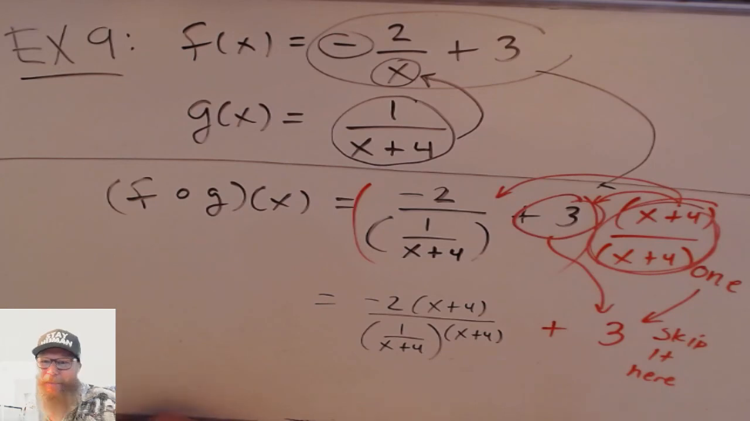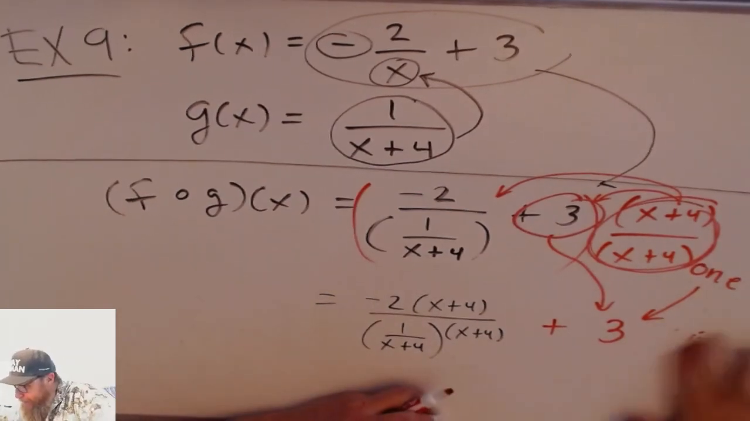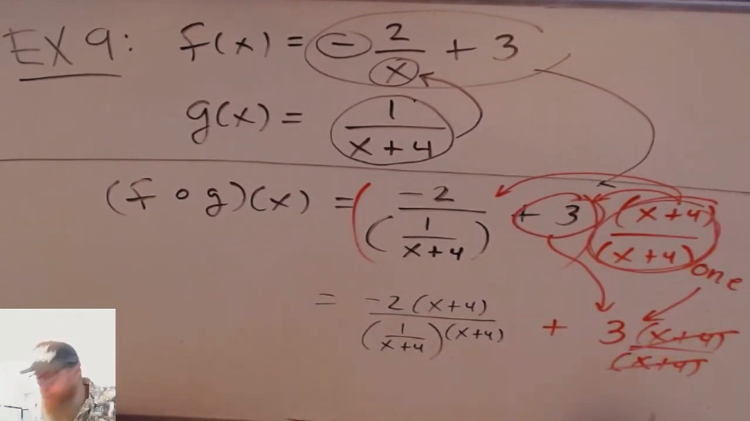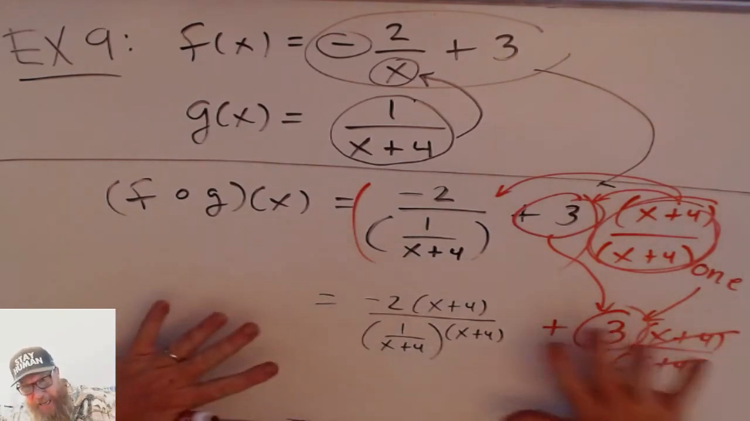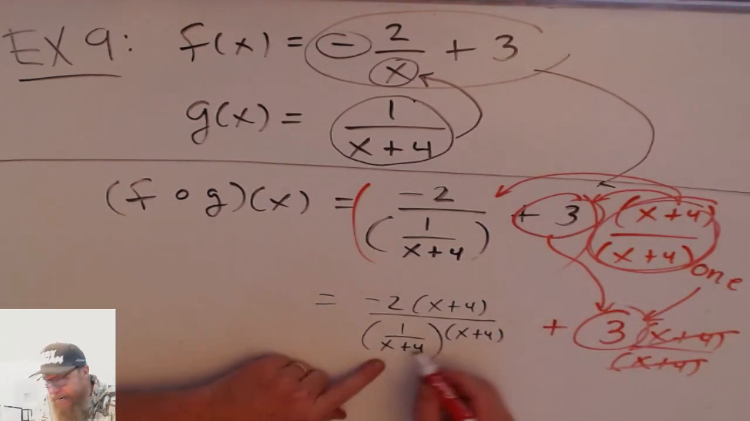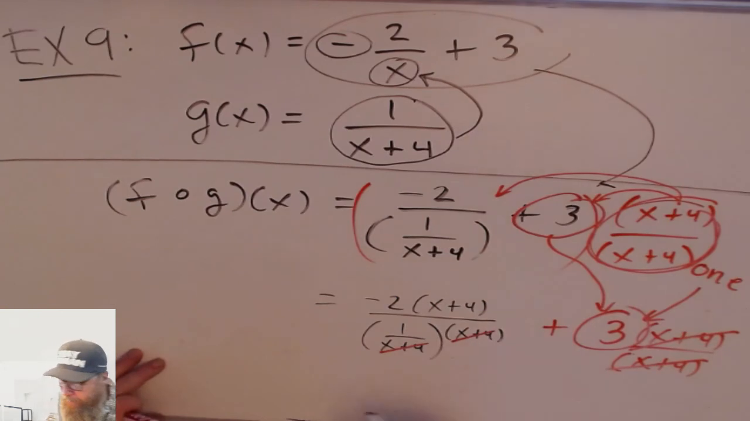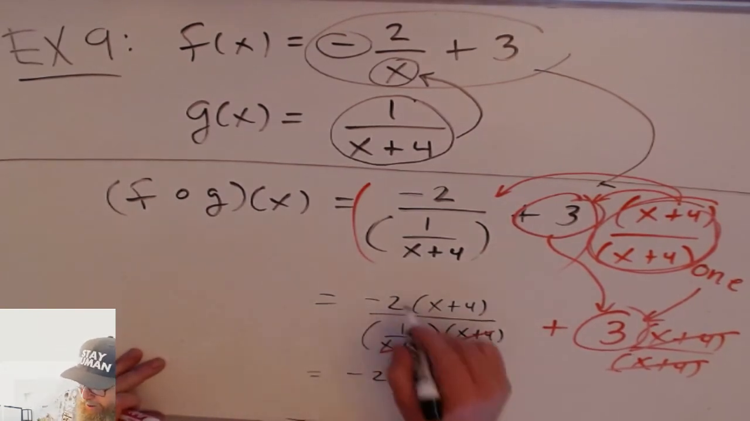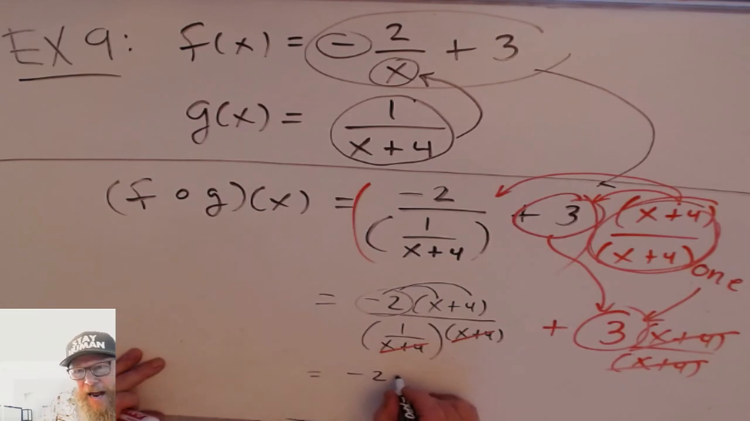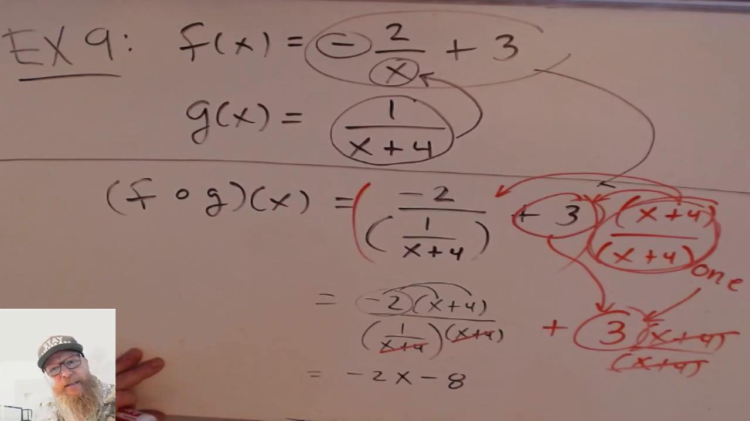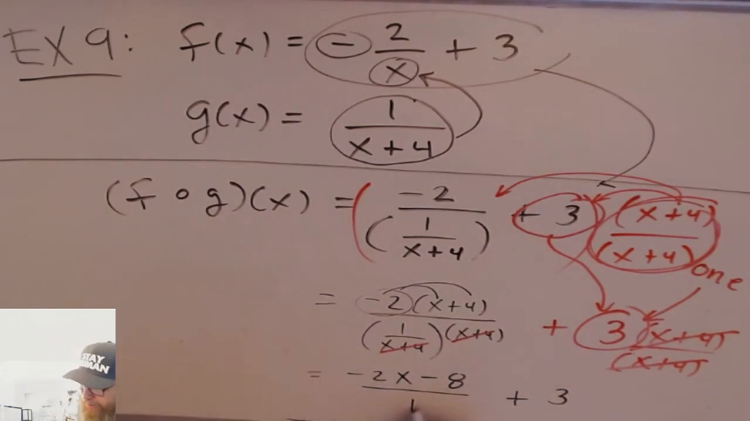I mean, if you prefer, I could have done that. I could have gone x plus 4 over x plus 4 and then crossed them off. But either way, you're still going to get just 3. So I just wanted to say that right away. The 3 is just going to stay a 3. Here is where all the work is going to happen. You've got x plus 4 times negative 2, and the denominator is now 1. So you get negative 2x minus 8, and then the denominator is just 1. If the denominator is 1, you can ignore it.